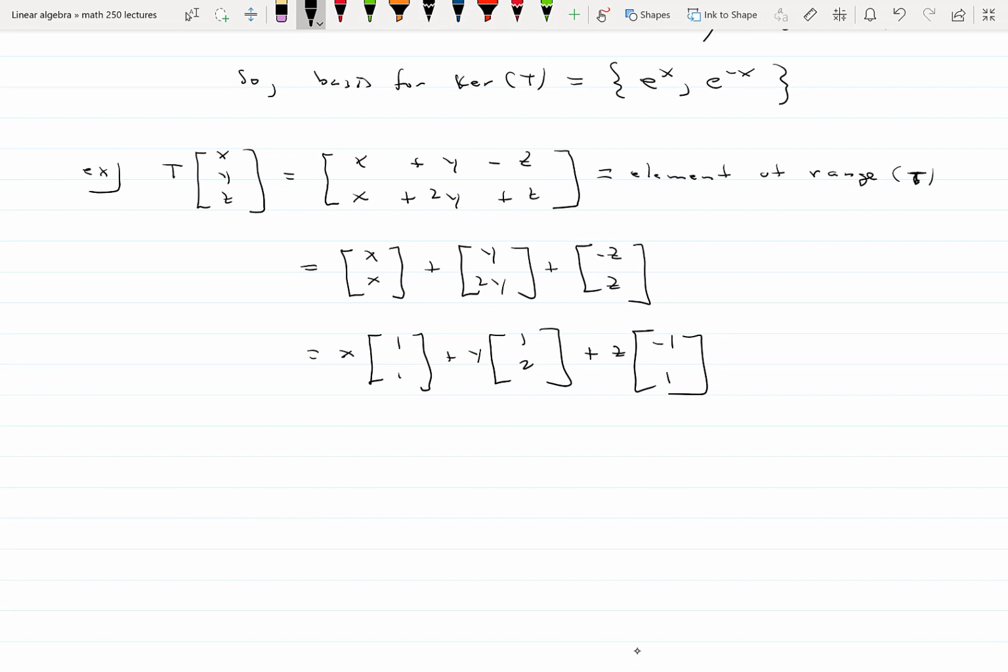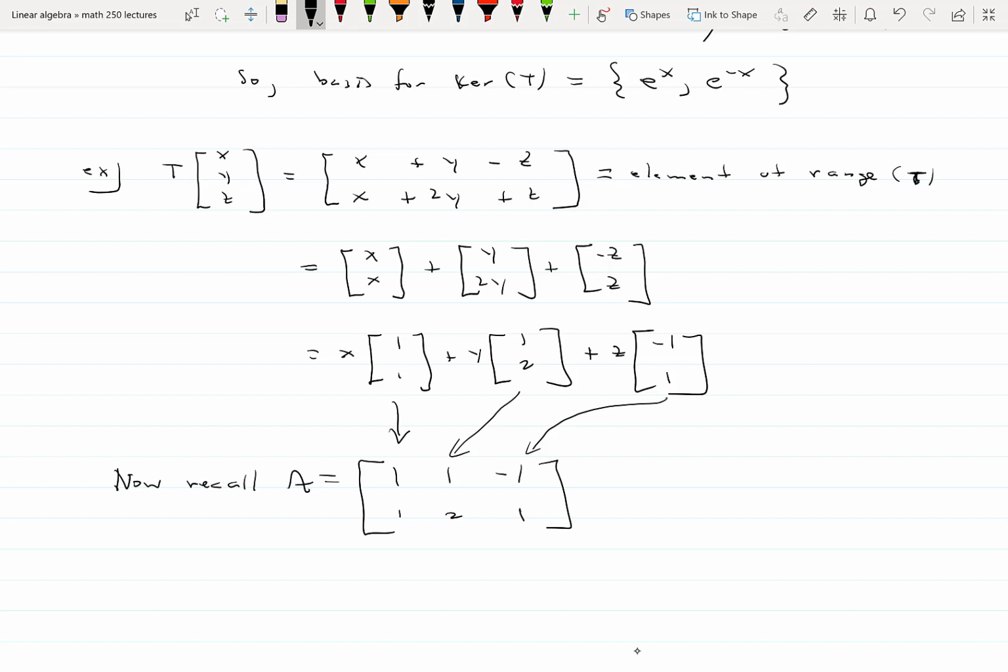Now look back at the matrix of the transformation. Recall the matrix of this transformation is just the 2x3 matrix whose rows are 1, 1, negative 1, and 1, 2, 1. Now look back at how I wrote the element from the range. The element from the range of this linear transformation is nothing more than a linear combination of the columns of A.